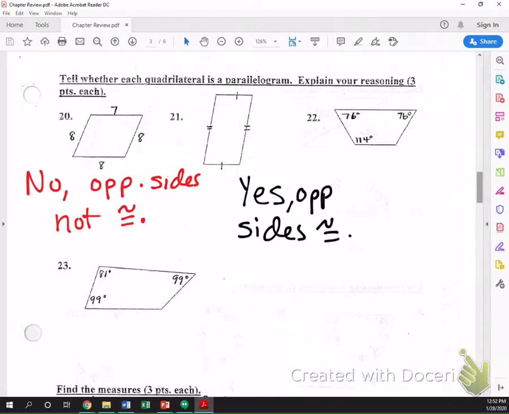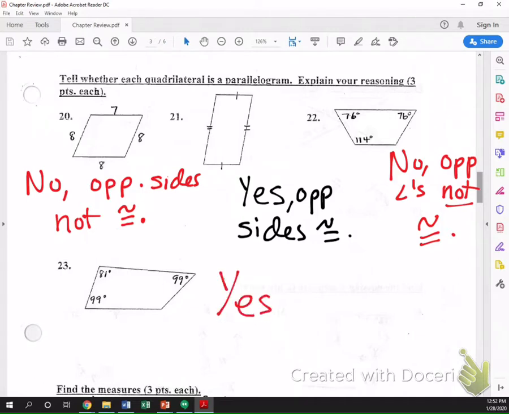Okay? Number 22. Is this a parallelogram? No. Why not? Opposite angles not congruent. Good. And number 23. Remember, you can't go by the looks of it.